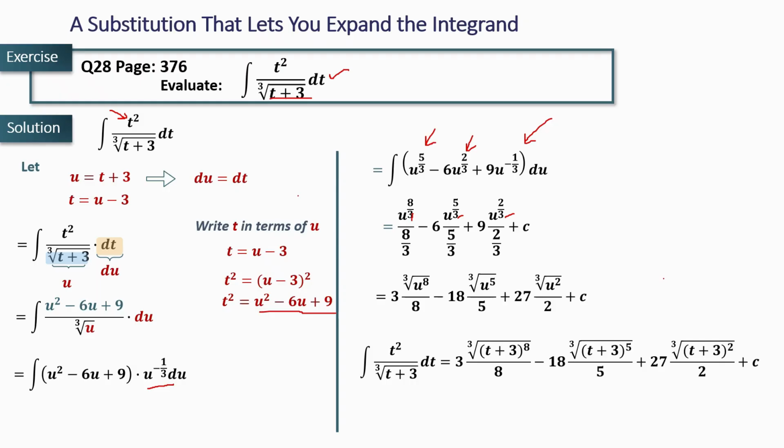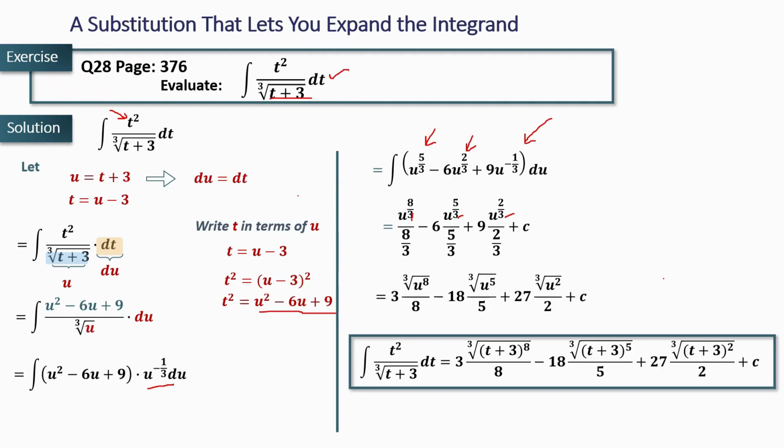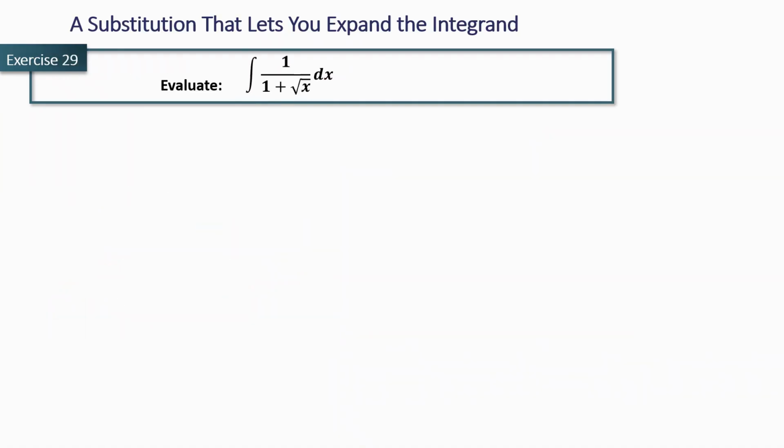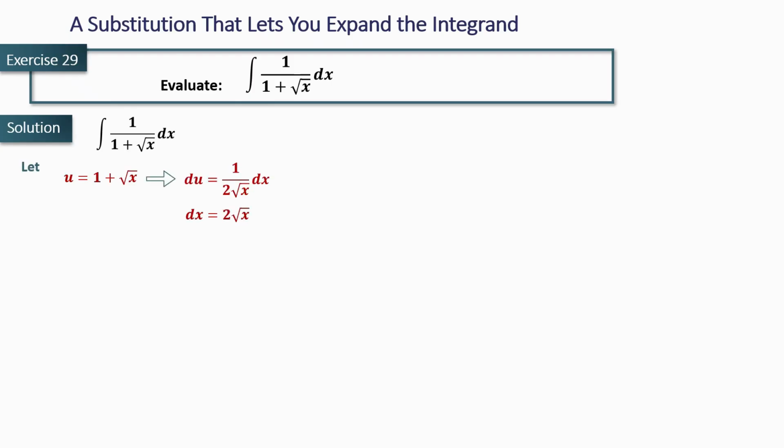And let's delve into the final question of this particular review session. Here, let's assume our u as 1 plus root x. When you derive it, you will get 1 by 2 root x dx. So, what is dx? 2 root x du. From the first expression, we will get what root x is. It is nothing but u minus 1. Let's substitute all the expressions and let's open the bracket.